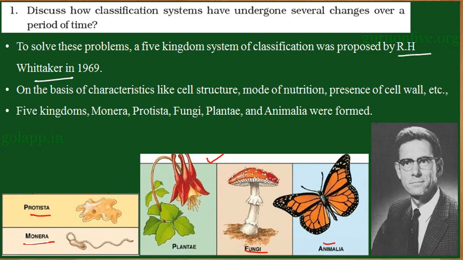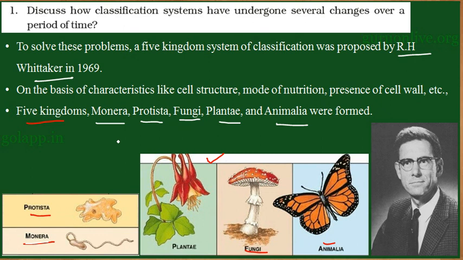So right now we use the five kingdom classification, which includes Monera. All the organisms in Kingdom Monera are unicellular, prokaryotic in nature. All the organisms in Kingdom Protista are unicellular, eukaryotic in nature. Kingdom Fungi are multicellular, heterotrophic, eukaryotic in nature. Kingdom Plantae are multicellular, autotrophic organisms which are not able to move from one place to another. And the last one is Kingdom Animalia, which includes multicellular, eukaryotic, heterotrophic organisms.